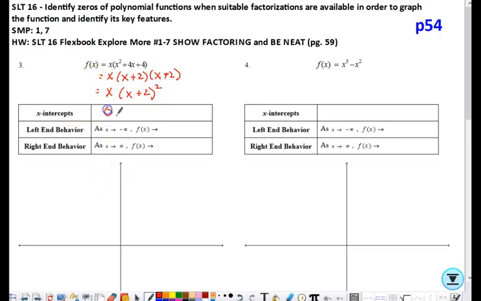So our x-intercepts are 0 and negative 2. And then let me put a note next to them. 0 is a single root, because that's a multiplicity of 1. And negative 2 is a double root. It's an even multiplicity. Our overall degree is a multiplicity of 1 plus 2 makes 3. The leading coefficient is positive. So our end behaviors go like this.